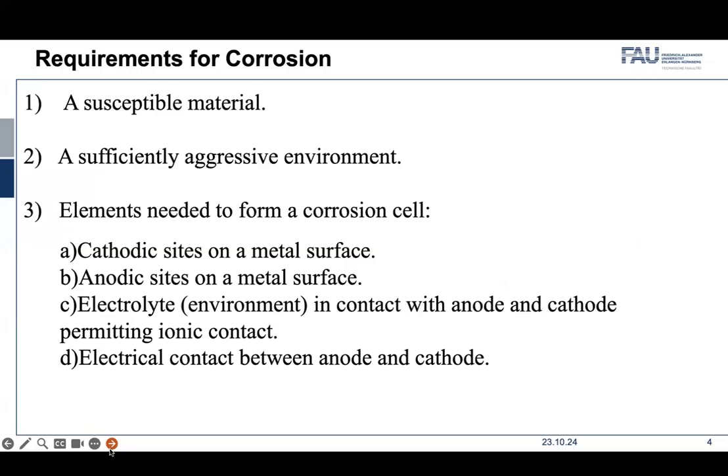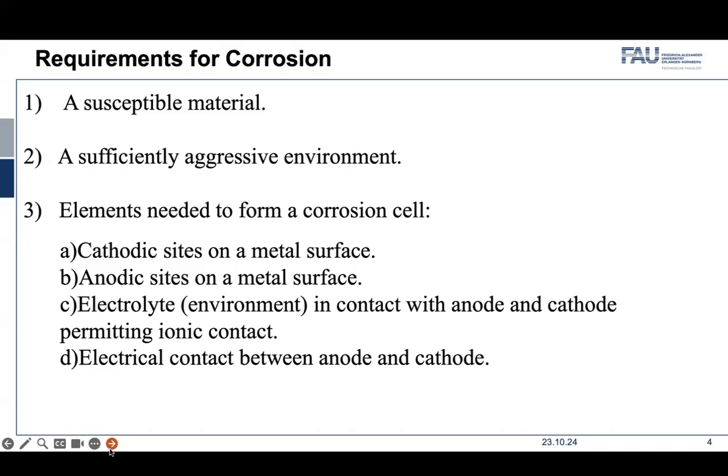So what are all the requirements in order to have this corrosion process? We need a susceptible material, and two, we need a sufficiently aggressive environment. If the environment is not aggressive, if you put stainless steel in some deionized water, the stainless steel might not corrode for a very long time. You need to have a sufficiently aggressive environment. If you put it in salt water, it's a different story.